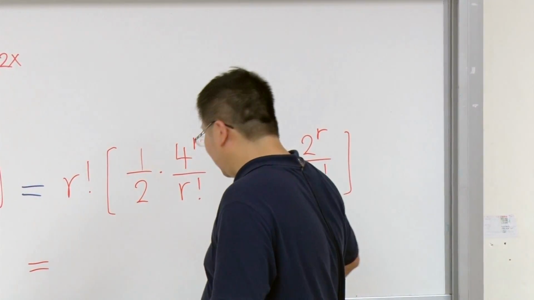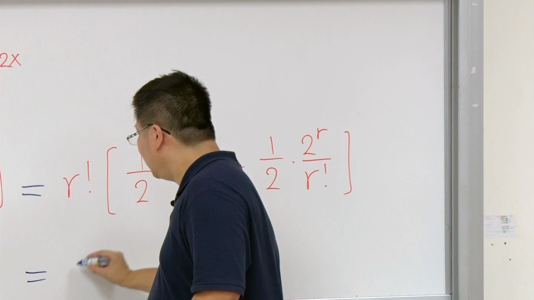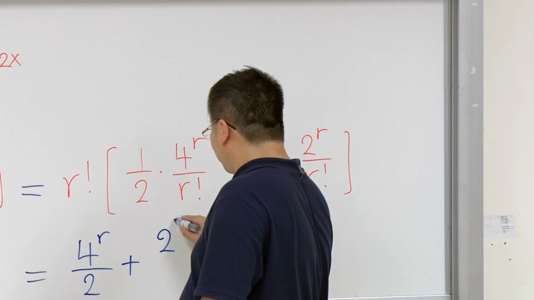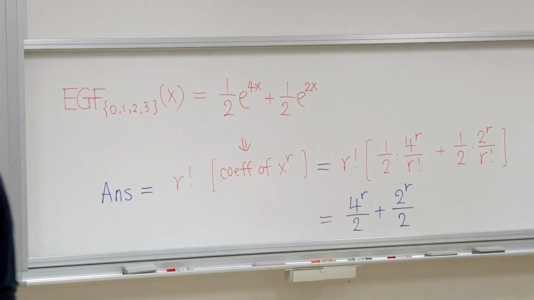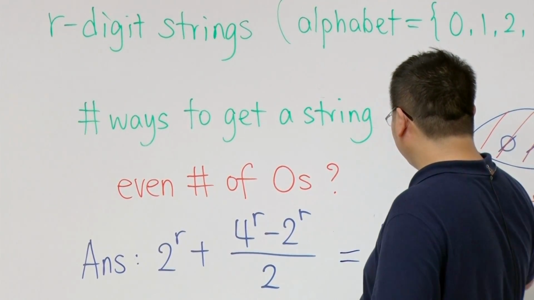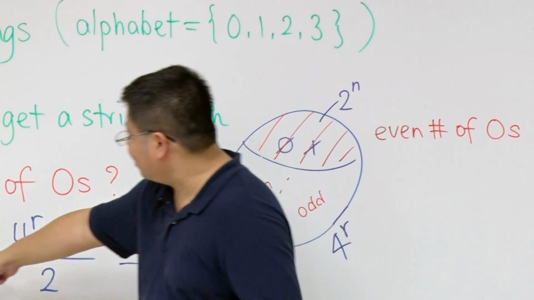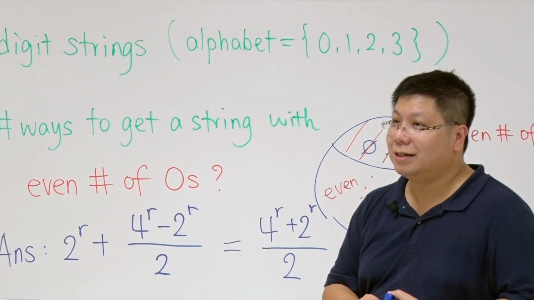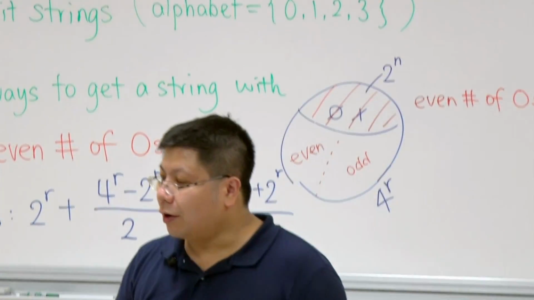So after a lot of cancellation, this will get 4 to the power r divided by 2 plus 2 to the power r divided by 2. Well, the same. This is equal to 4 to the power r plus 2 to the power r, divided by 2. Is that okay? Yeah. You get this is 2 times this one. You do cancellation. That's it. Is that okay?